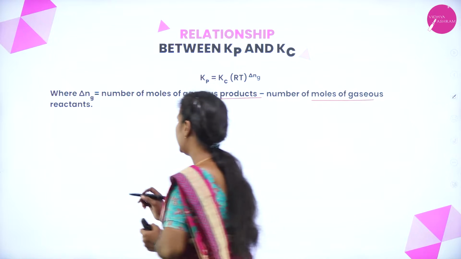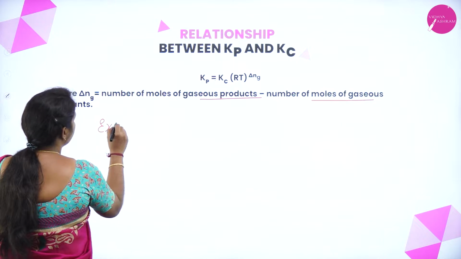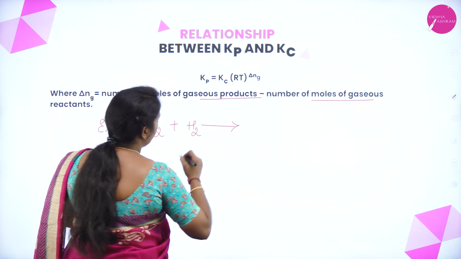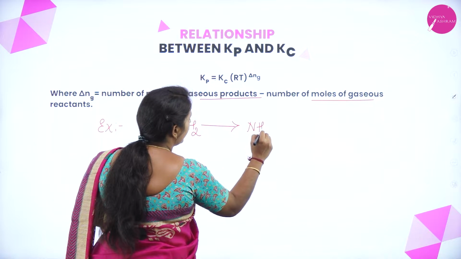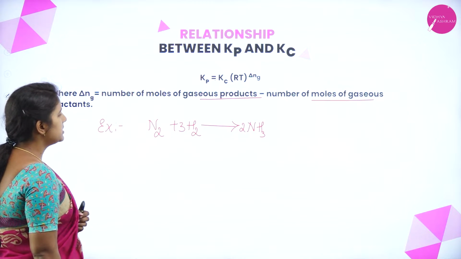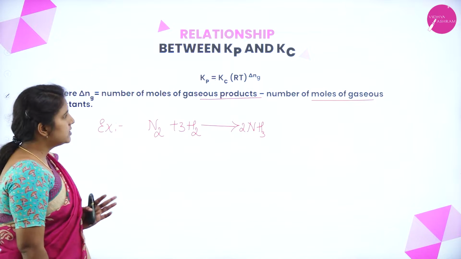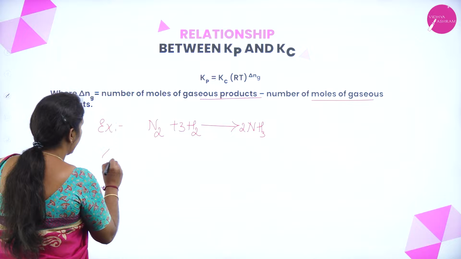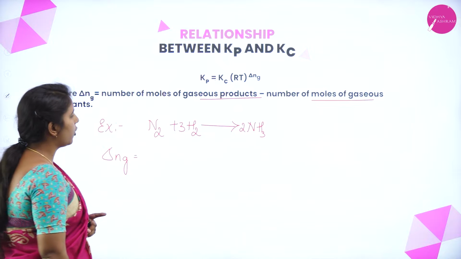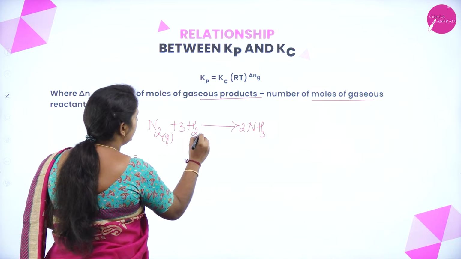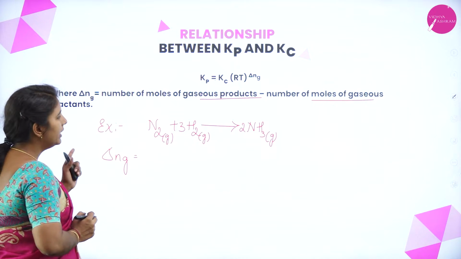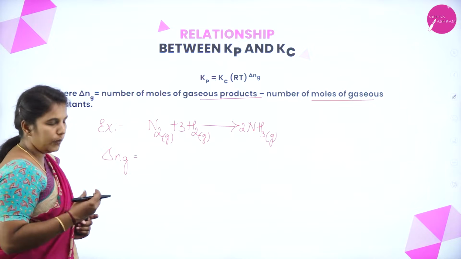So for example, I have taken an example where nitrogen combines with hydrogen and gives rise to ammonia. In order to balance this equation, I'll write N2 plus 3H2 gives rise to 2NH3. So, in order to calculate the delta Ng here, which is obtained by what? Number of moles of the gases of the product. Here we know that my reactants, those two, are gases, whereas my product is also in the gaseous state. Correct, no?